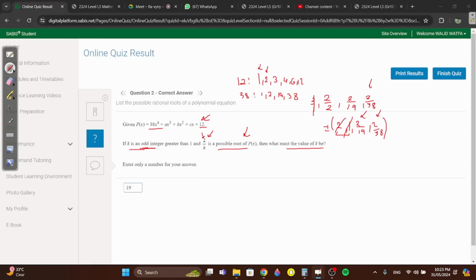And they told us it's odd. So is it 19 or 38? It's obviously 19. And it's greater than 1, so it can't be negative 19. If it was plus minus, then it would be negative 19. But they said greater than 1, so it has to be positive. And it's odd. So it's going to be positive 19.